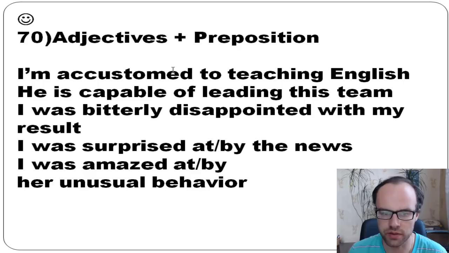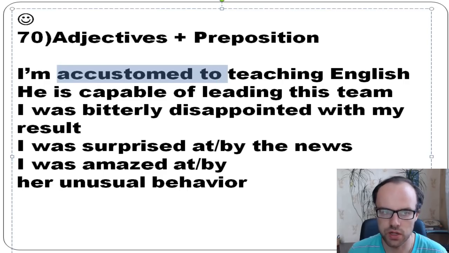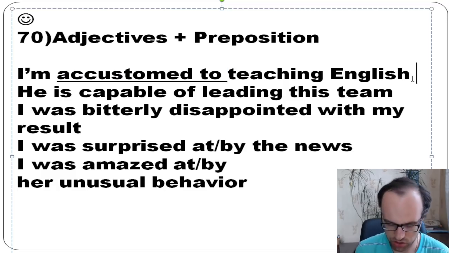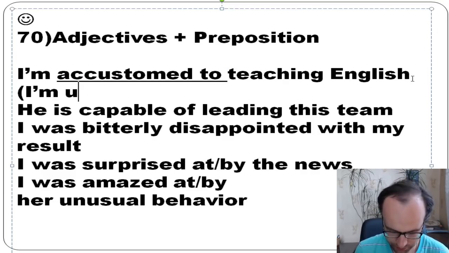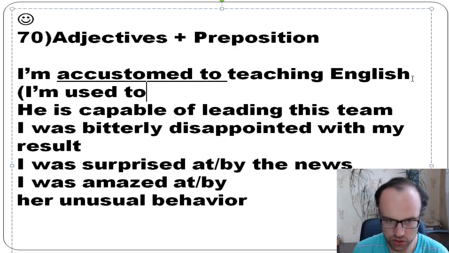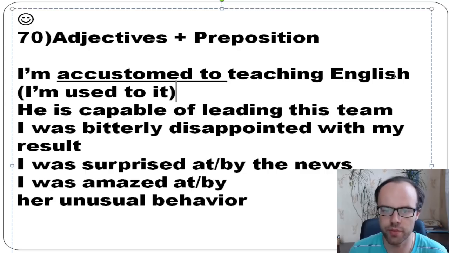Well, what about adjectives and prepositions? You know that there are some adjectives after which you need to use a certain preposition. So you need to remember accustomed to doing something. I'm accustomed to teaching English. It means I'm used to it. So it's okay for me. It became normal. I'm accustomed to teaching English, to doing something.